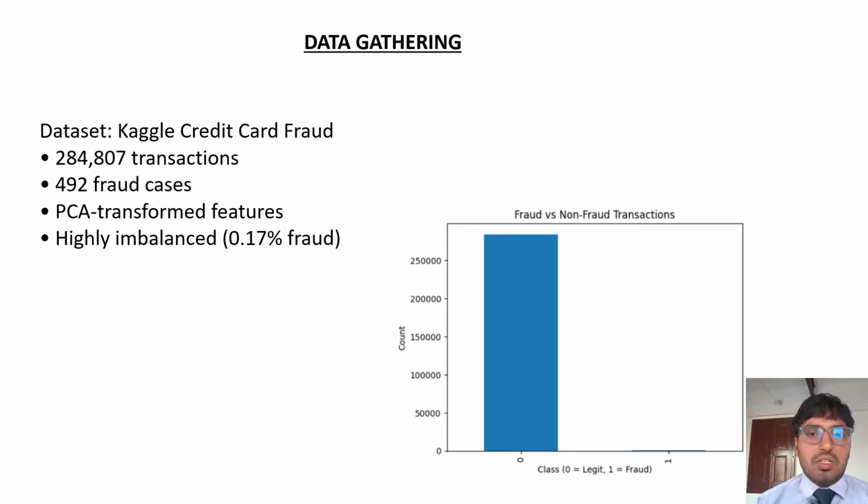The dataset used is the Kaggle credit card fraud dataset. It contains 284,807 transactions, of which only 492 are fraudulent. The features are PCA transformed for confidentiality. The dataset is highly imbalanced with only 0.17% fraud cases. This makes it suitable for evaluating fraud detection models under real-world imbalance conditions.